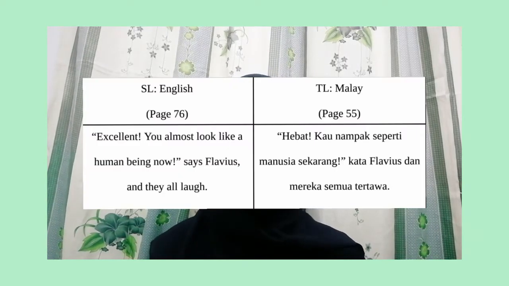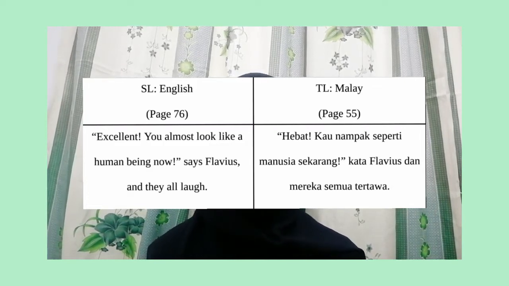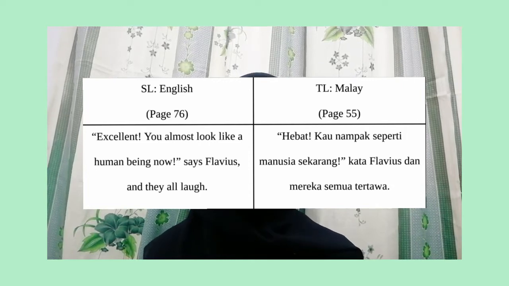So one of the examples that we found from the novel Hunger Games is on page 76 of the English version, which is: "Excellent. You almost look like a human being now," says Flavius, and they all laugh. So in the Malay version, the sentence was translated as, "Hebat, kau nampak seperti manusia sekarang," kata Flavius, "dan mereka semua tertawa." So it is a good literal translation because it complies with the characteristics as stated by Matthew.